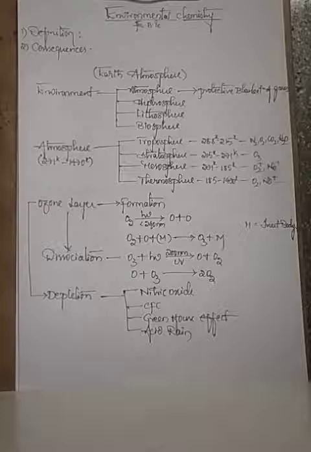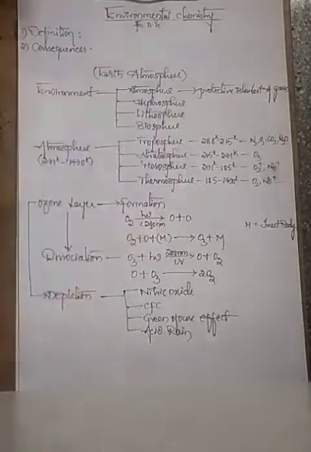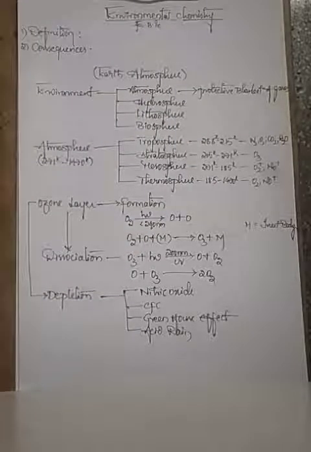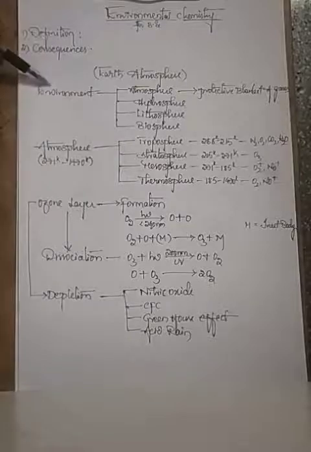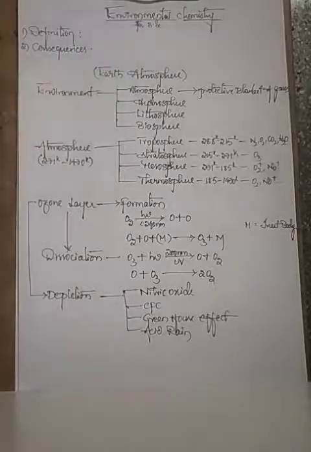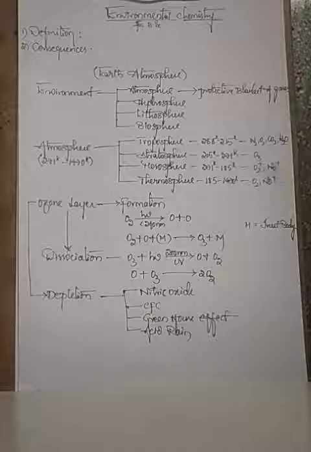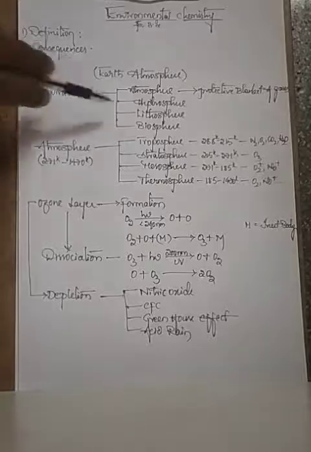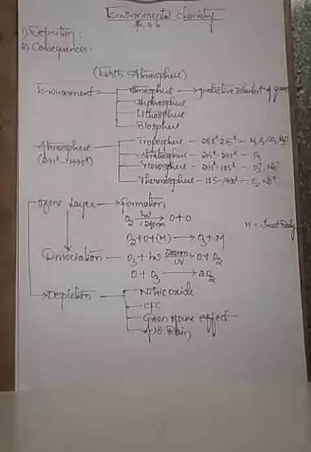So, diving into the subject, Earth's atmosphere. What is Earth's atmosphere? Before that, we'll study about its environment. Environment is nothing but atmosphere, hydrosphere, lithosphere and biosphere. All these classifications comprise the environment. This environment is classified into atmosphere, hydrosphere, lithosphere and biosphere.